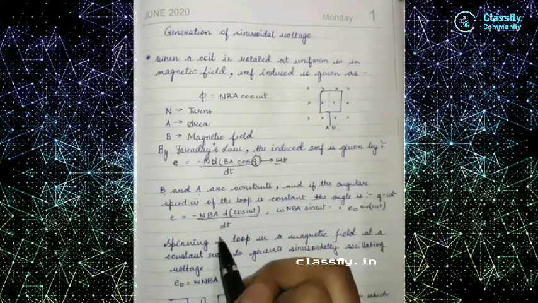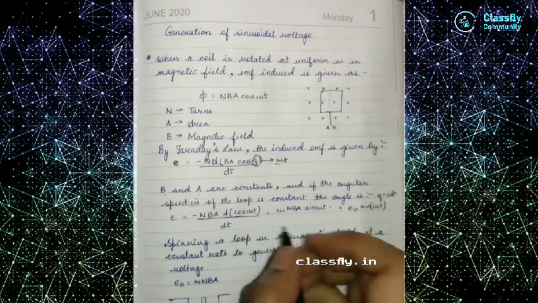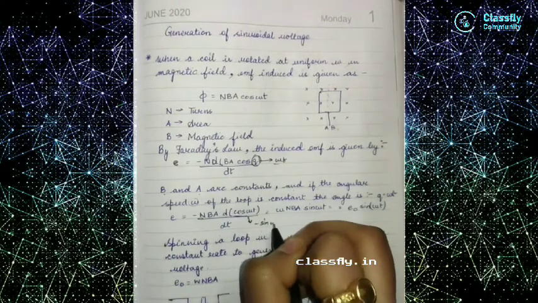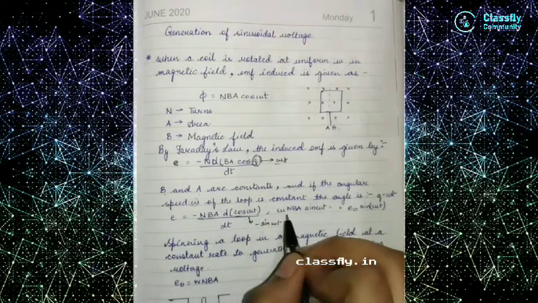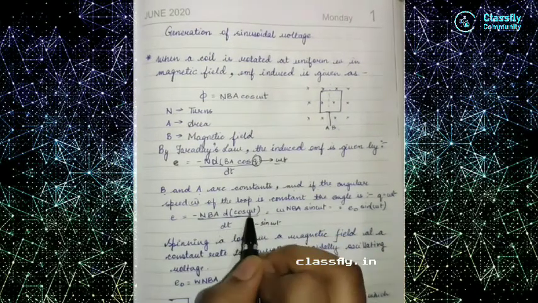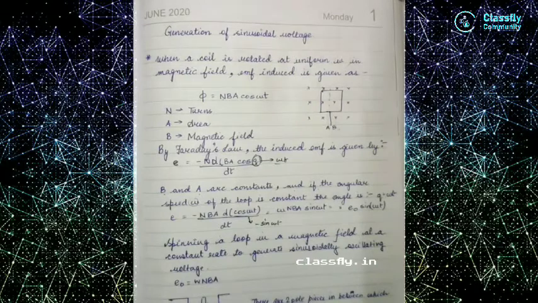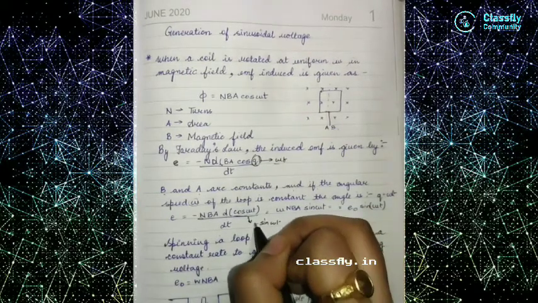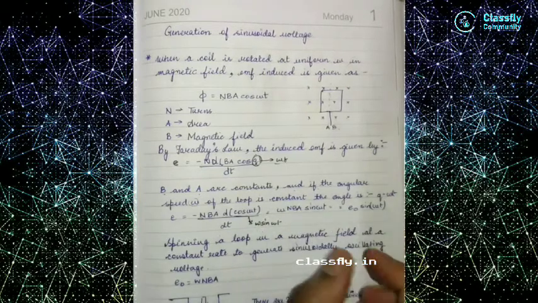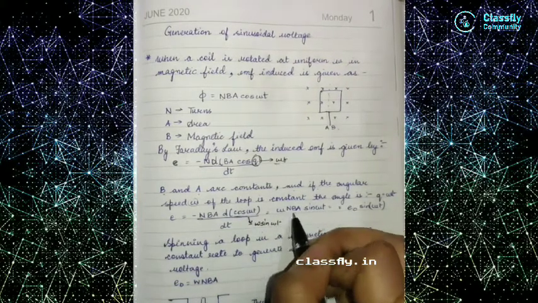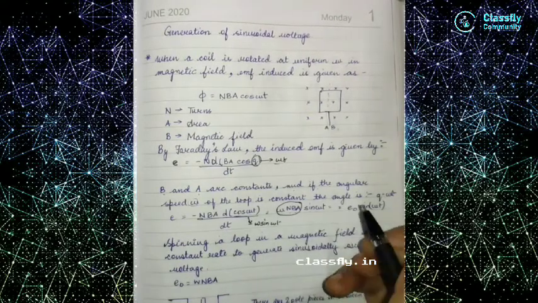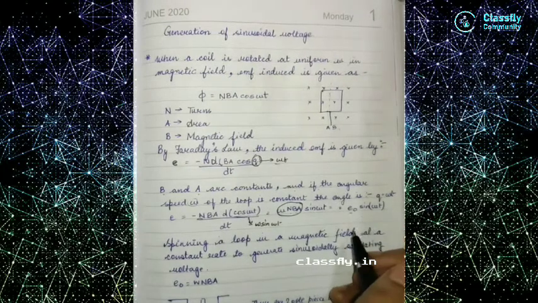So when we differentiate cos omega t, we get minus sin omega t. This minus became positive and omega comes out. So we get omega NBA sin omega t, and we know that omega NBA is E naught, so E is E naught sin omega t.